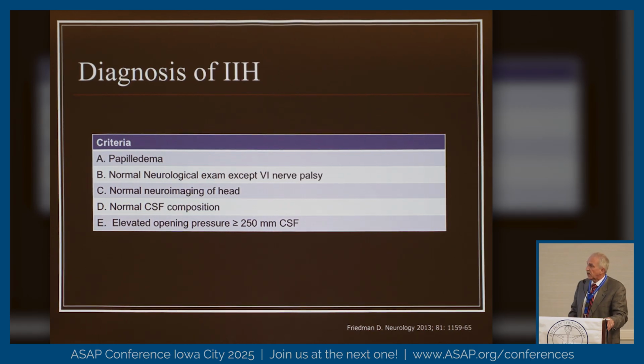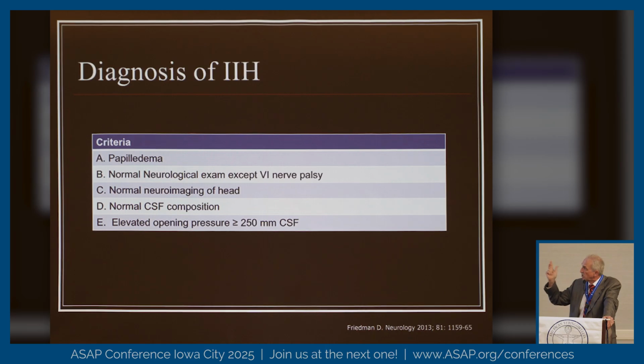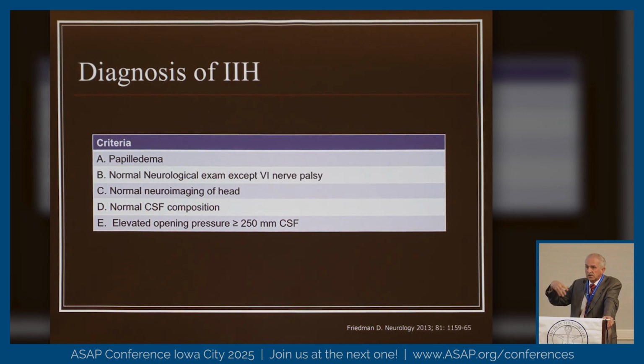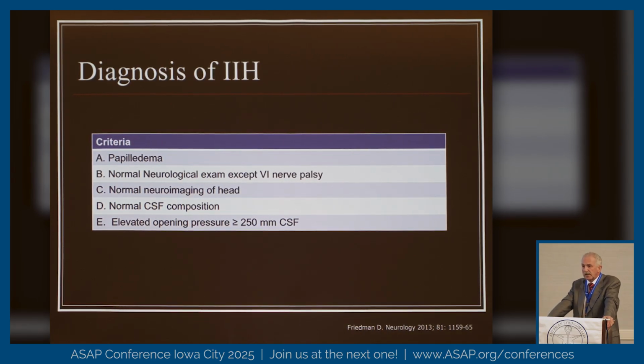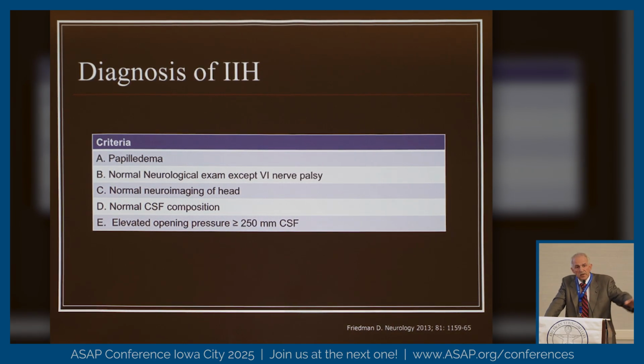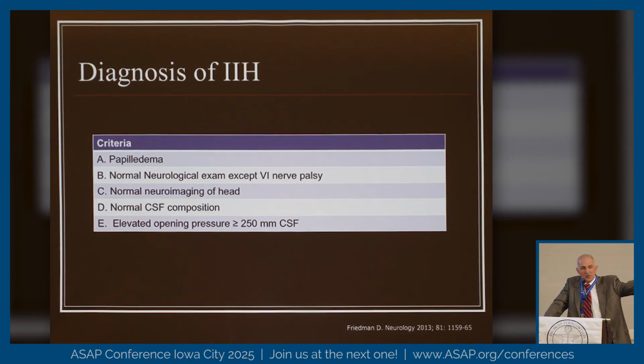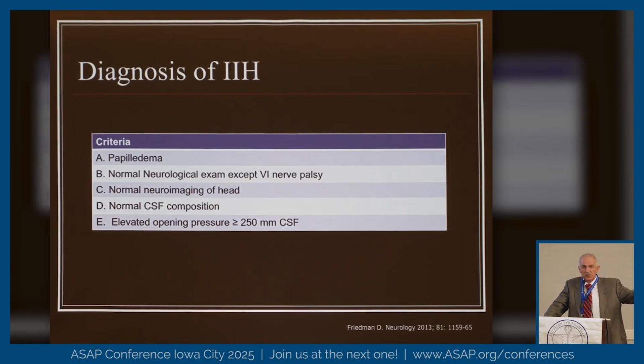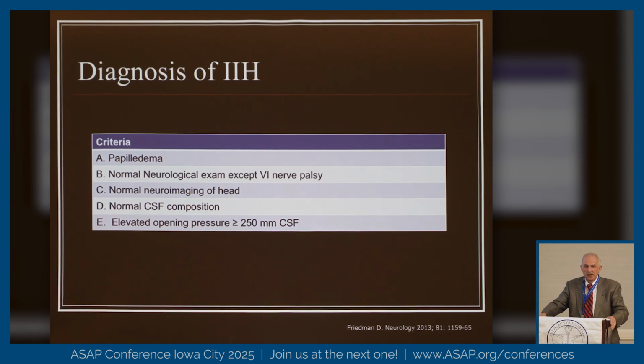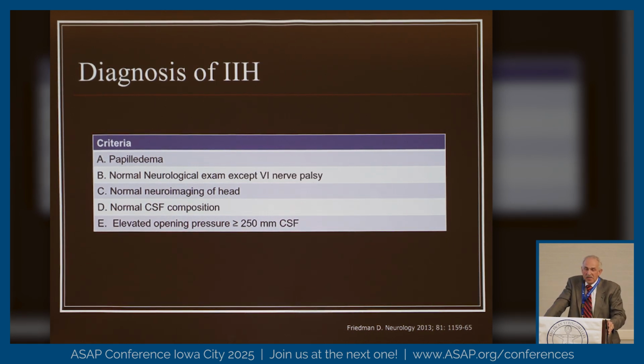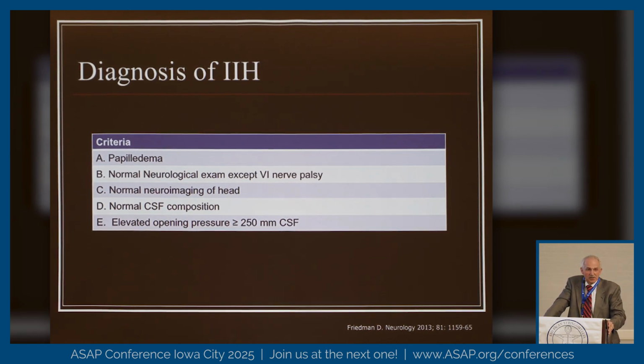Diagnosis of intracranial hypertension requires papilledema, so swelling of the optic nerve, a normal neurologic exam except a 6th nerve palsy, normal neuroimaging of the head, normal CSF composition, and an opening pressure greater than 25. That's the classic definition. But there now is something called intracranial hypertension without papilledema. So they may not have swelling of the optic nerves. And that can also complicate the picture as well.